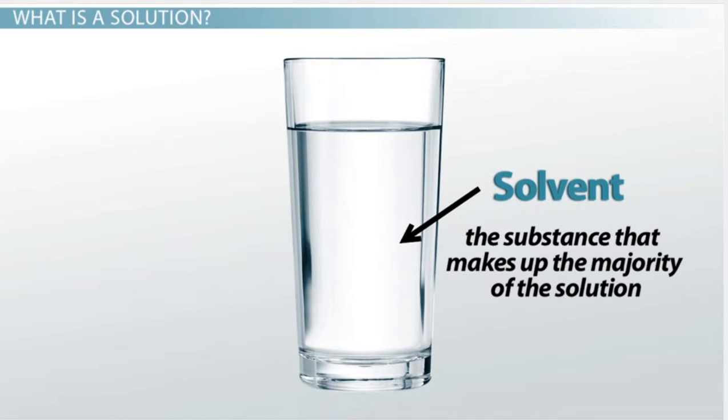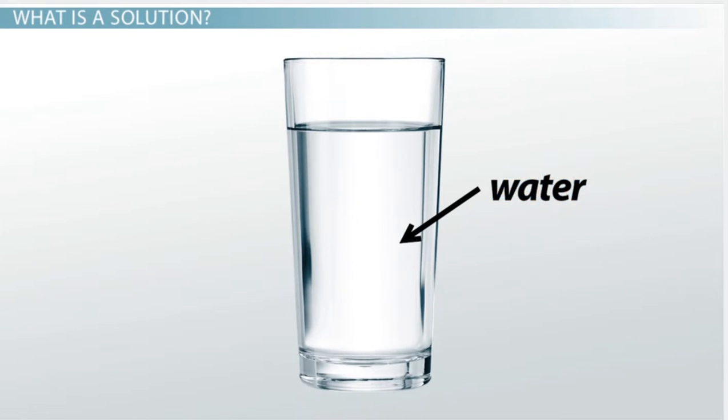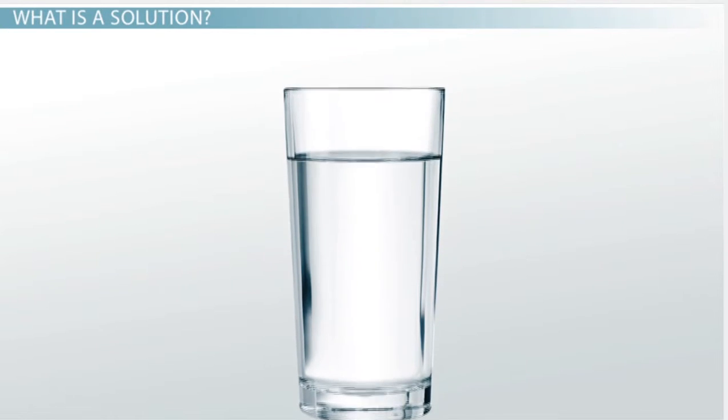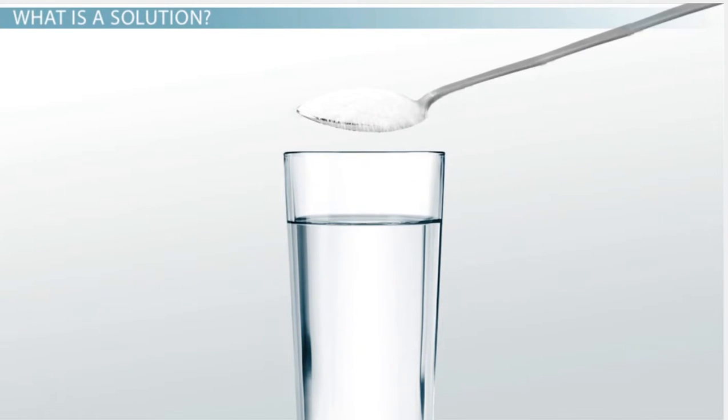Solvent. This is the substance that makes up the majority of the solution. This is the part where the solute is dissolved. In our example of salt water, the solvent is water. When we think about solutions, the first thing we think about is a substance dissolved in water. This is natural, because after all, water is the universal solvent.